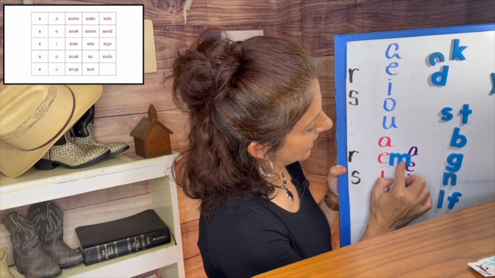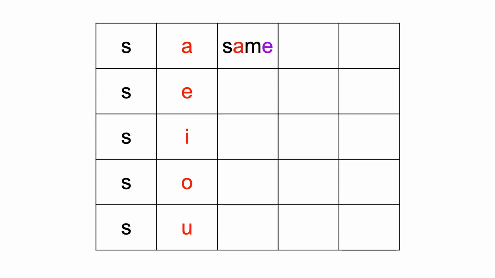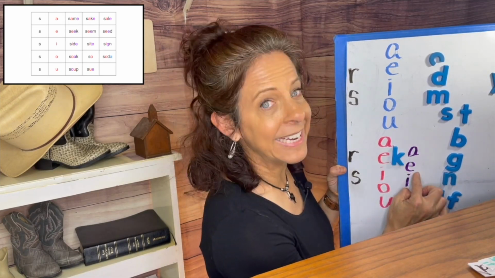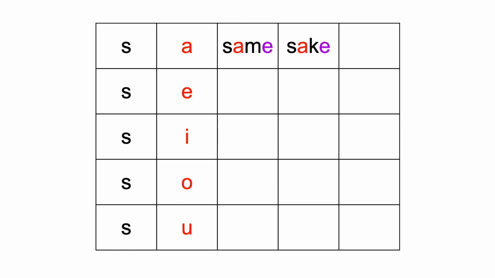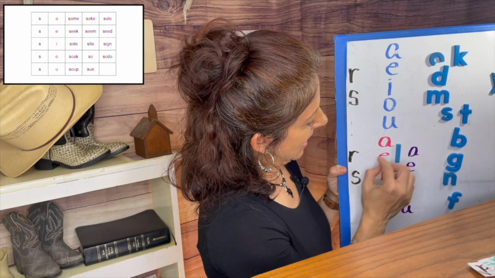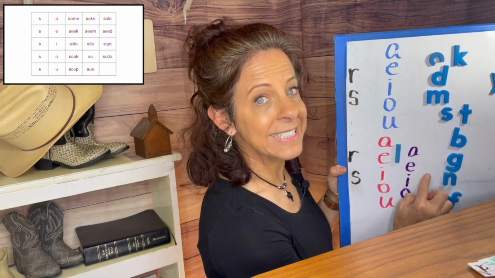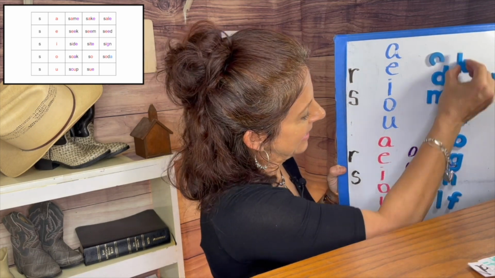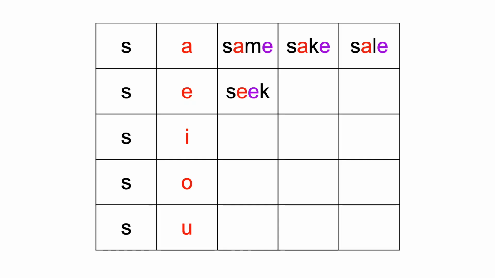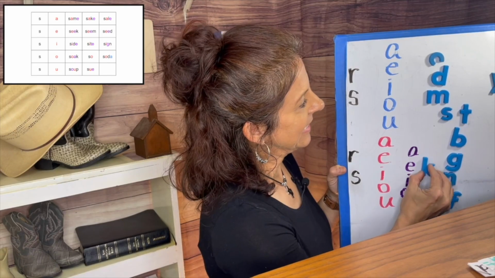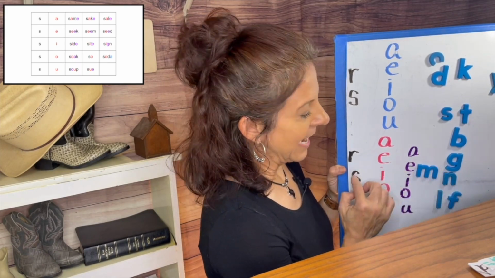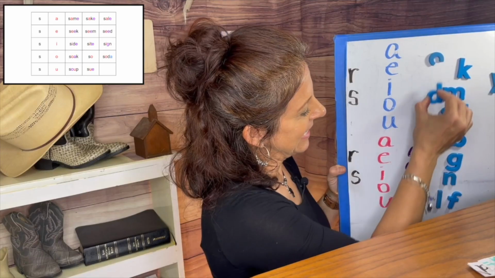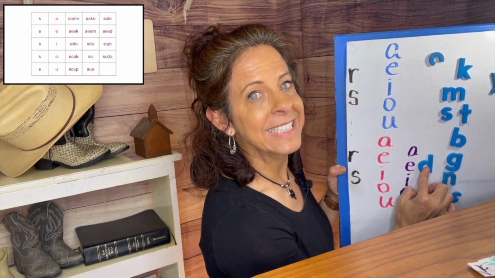With S. Same. S-A-M-E. Same. Sake. S-A-K-E. Sake. Sale. S-A-L-E. Sale. Seek. S-E-E-K. Seek. Seem. S-E-E-M. Seem. Seed. S-E-E-D. Seed.